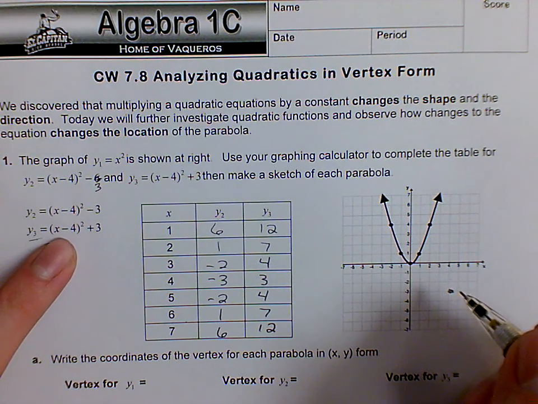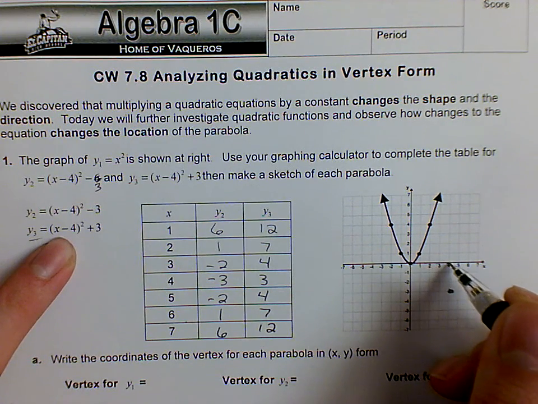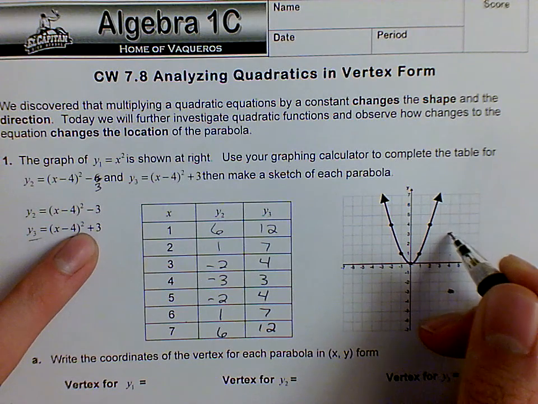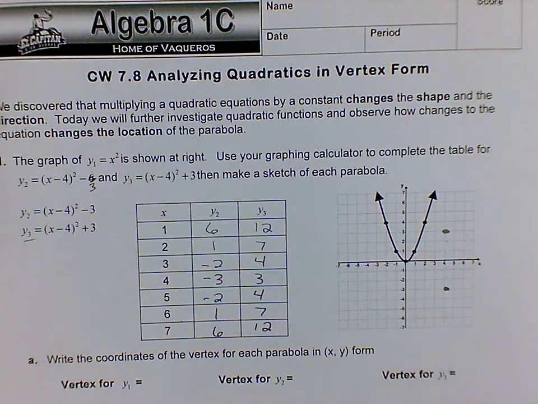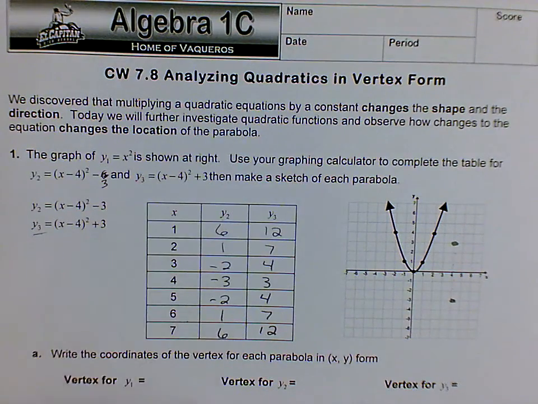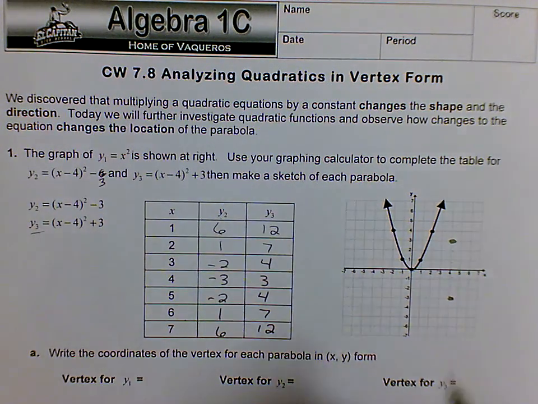So there's our vertex for that y2. Let's see if we can graph this one. Okay. So once again, it's going to move it to the right 4, and then it's going to move it up 3. And there's our vertex for that one. Hopefully you remember how to do that. That is a skill you'll need this unit, so make sure you've got that. But now that we've got some of these points, let's go ahead and plot the rest of them. We already did the table, so that'll be just easy to plot the points and graph it.